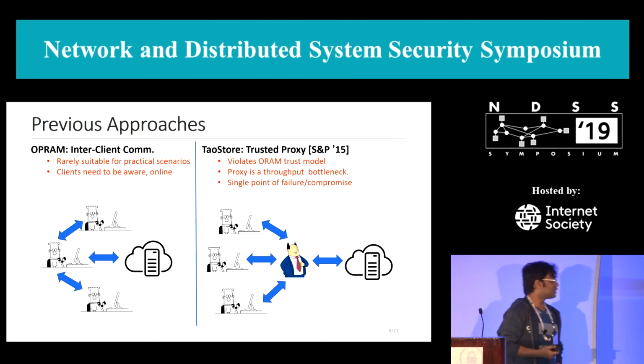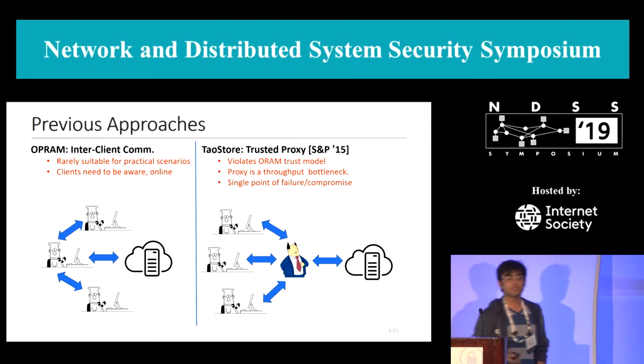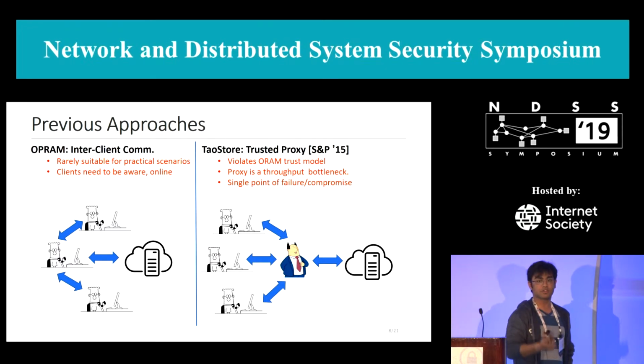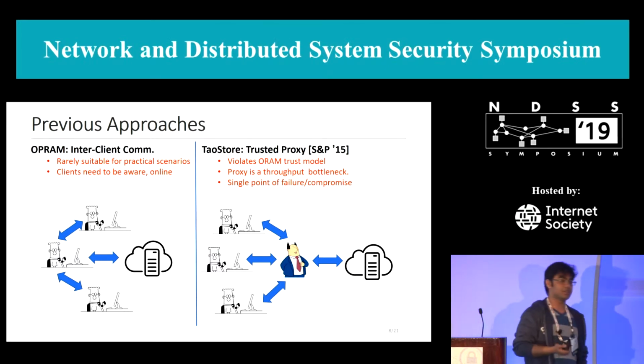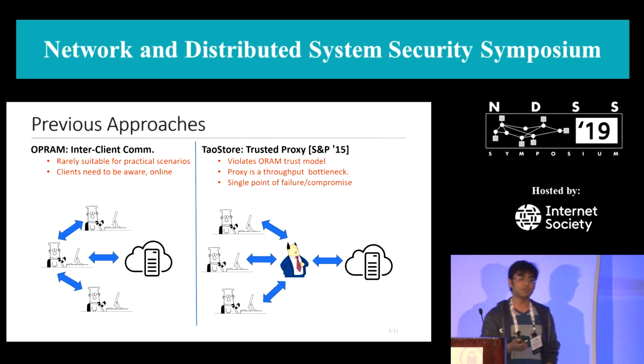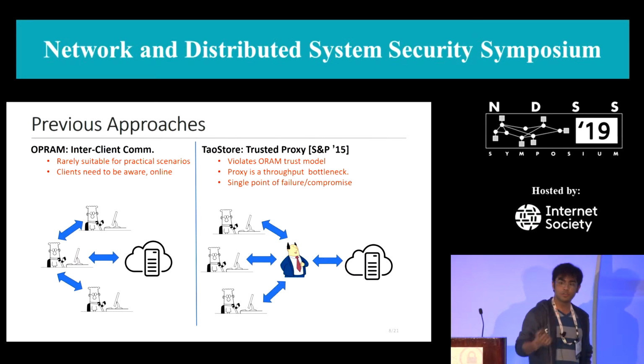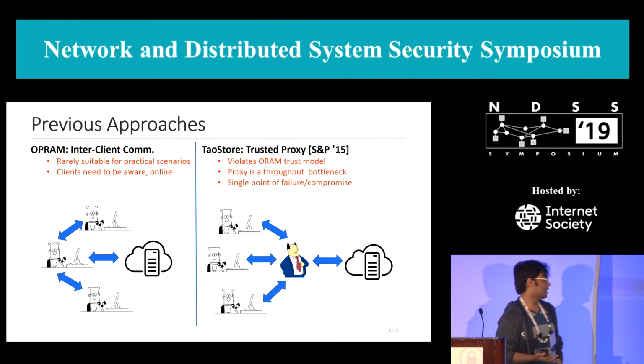The second approach is to eliminate the inter-client communication, but now introduce a trusted proxy in the middle. The first problem with this approach is it simply violates the ORAM trust model, where you have a set of trusted clients, and you have an untrusted server. If you really had a trusted proxy which had enough computational and network resources, why not use this as your server, and then you have a trusted server, and you do not need an ORAM anymore.